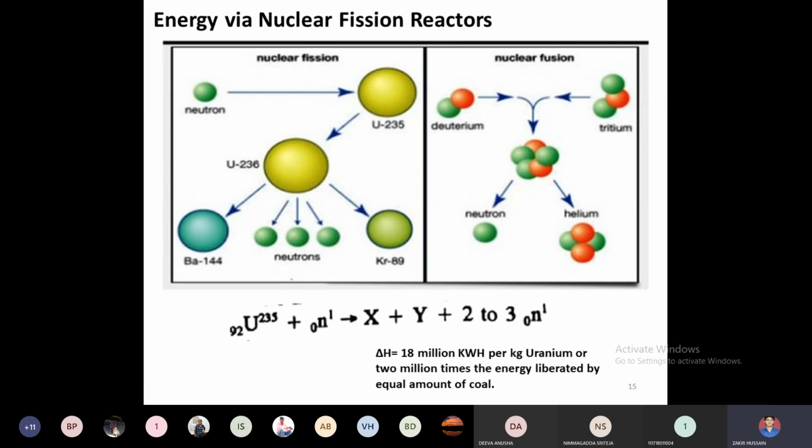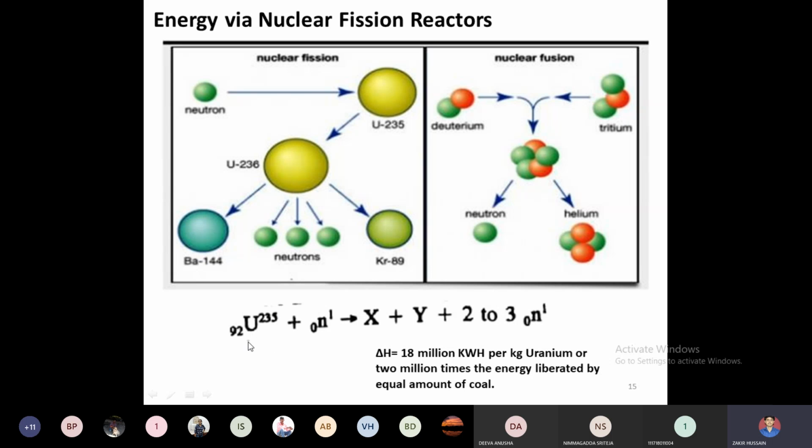So this is a simple example of how nuclear energy is produced. First you can see the uranium-235, which is the fission fuel. This will be supplied with one neutron, and this neutron will yield U-236. When this large nucleus splits, it will yield Ba-144 and Kr-89 along with liberation of 2 to 3 neutrons. Here we can give this reaction in a simple form.